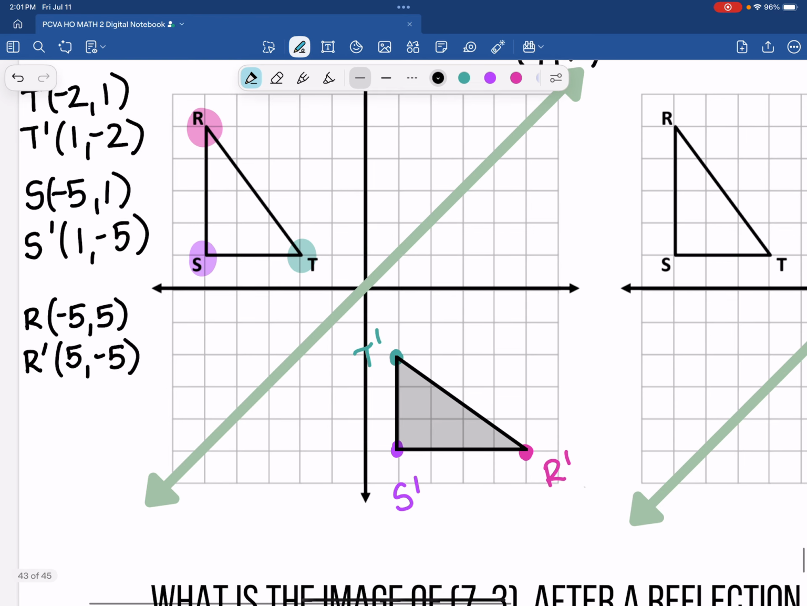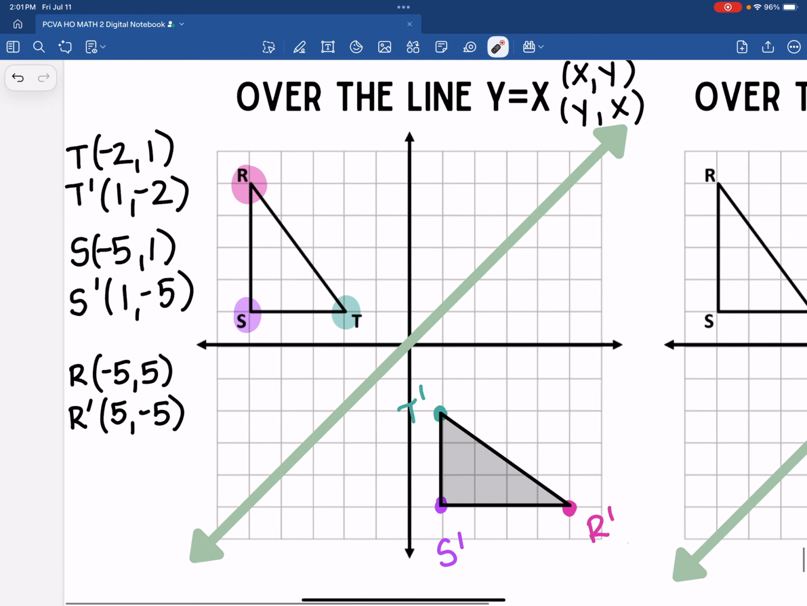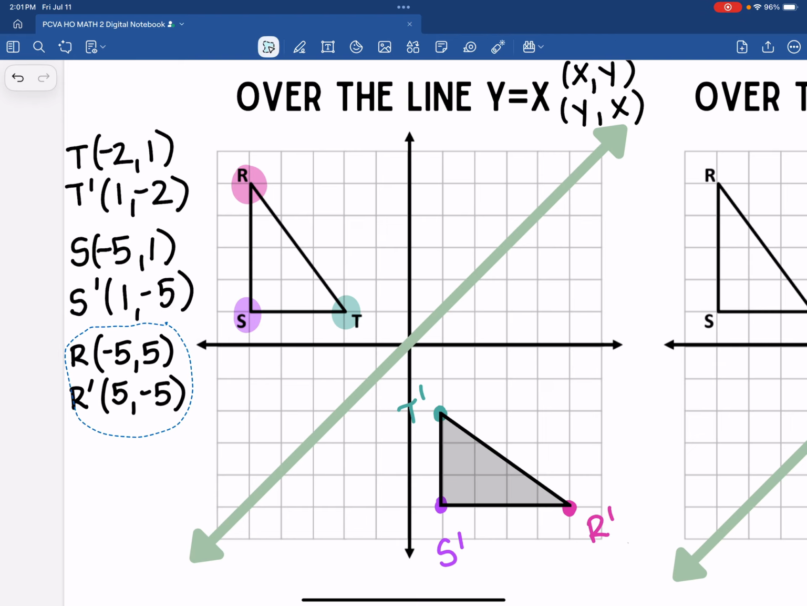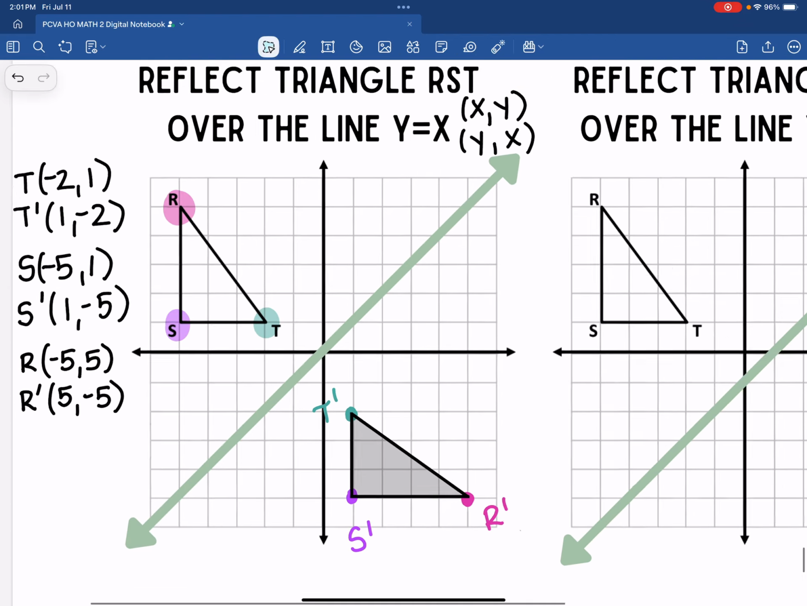If I look at R over here, I should be able to see that I'm at 1, 2, 3, 4, 5, 1, 2, 3, 4, 5. So 5, -5. So you can technically use the rules, or you can do it graphically. I will post some graph paper if you feel like you need that, if you can print, but either way it works out.